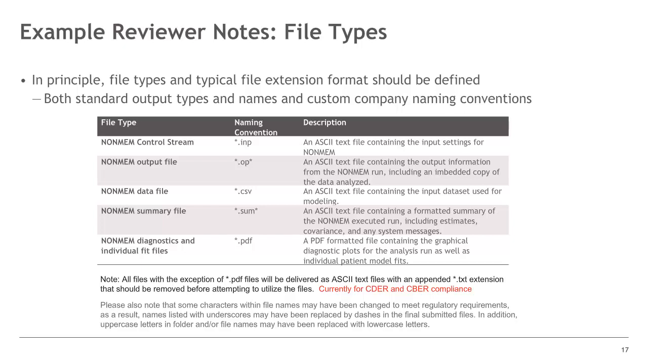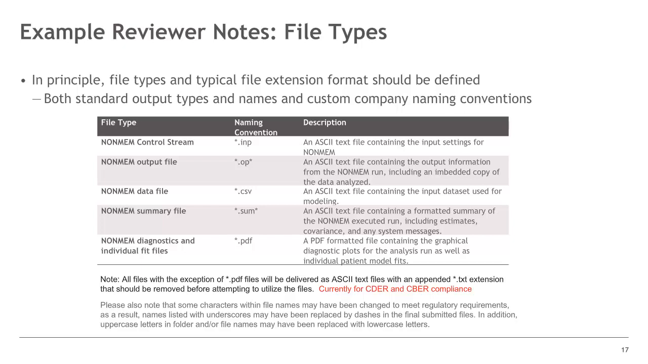So an example that I wanted to provide is what I meant by this file extension format. So we always provide this with our notes to reviewer files as sort of the upfront, here's our naming convention. So anytime you see a file that's submitted with a .imp, for instance, that will be a control stream or an input file. If you see a .op, it will always be an output file. If you see a CSV, it's always going to be our data set. We've got this concept of a summary file, and it's always going to be .sum.